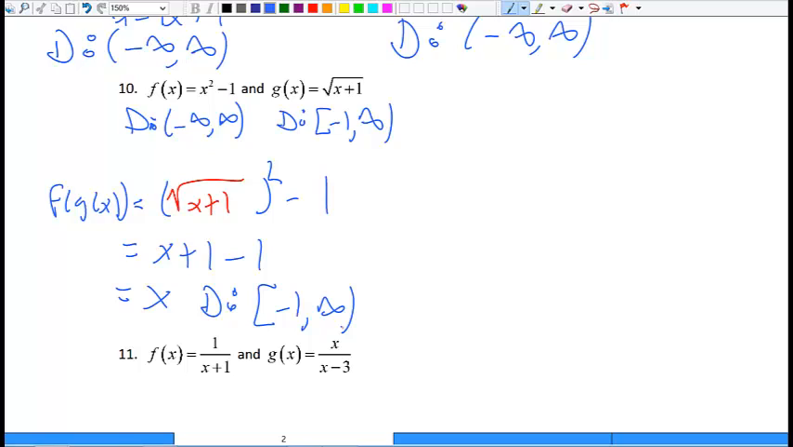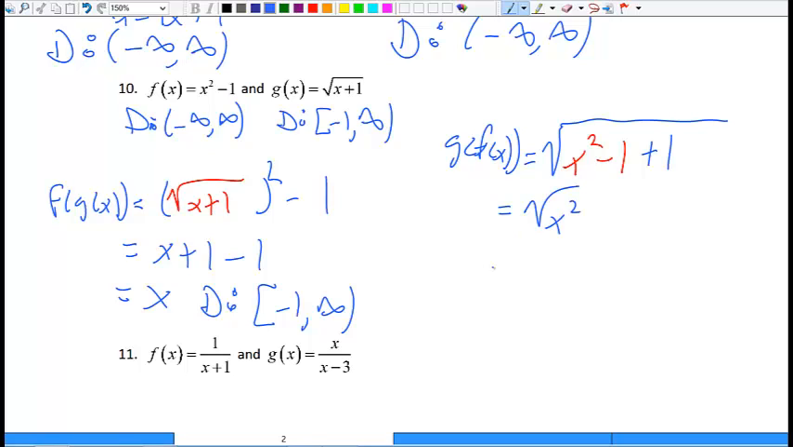Okay. Let's switch directions. I go g of f of x. So square root of something plus 1. X squared minus 1, and then we want to add that plus 1 back in. Well, square root of x squared minus 1 plus 1 gives me square root of x squared. And square root of x squared gives me x.